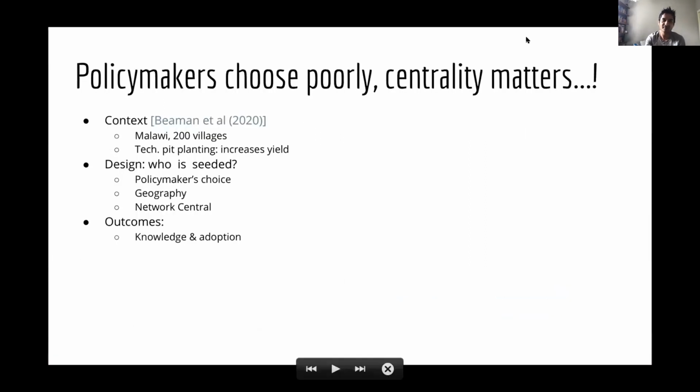Cool. So I'll give you a few examples. So this is a nice paper. Bryan actually cited this as well by Laurie Beeman and others. There are 200 villages in Malawi, and there's a technology called pit planting, which increases yield. Y'all aren't development economists, so I'm not going to talk about pit planting, but there are 3 policies that they look at. First is a policymaker's choice. These are experts, right? Government experts who have done this for many, many years, so they should be pretty good at picking people. The second is they go to the center of the village and they give it to geographically central people. And the third, they collect some graph data and pick central people in some technical way. They have 2 sets of outcomes, knowledge and adoption of the technology.